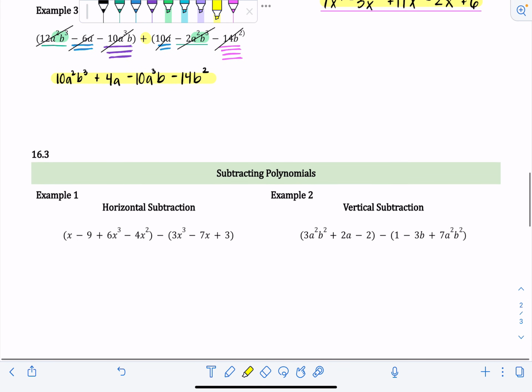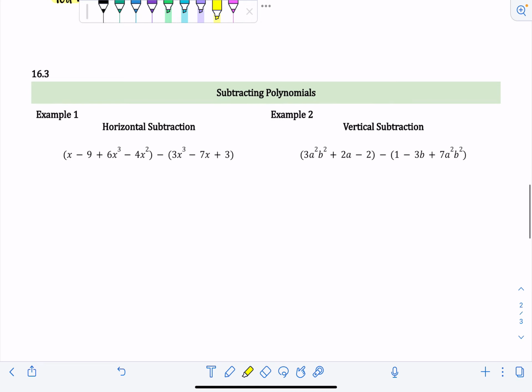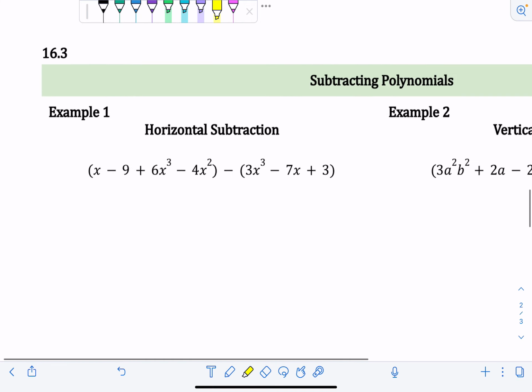Okay, so moving down to 16.3, this is the last section. It just has two examples. We'll be subtracting polynomials. So I will say that the concept is the same as addition almost. There's one extra step, but there's a lot more room for mistakes. So we just want to be really careful with subtracting. So the first step in a subtraction problem is to change it to an addition problem, and then the remaining steps are exactly the same.